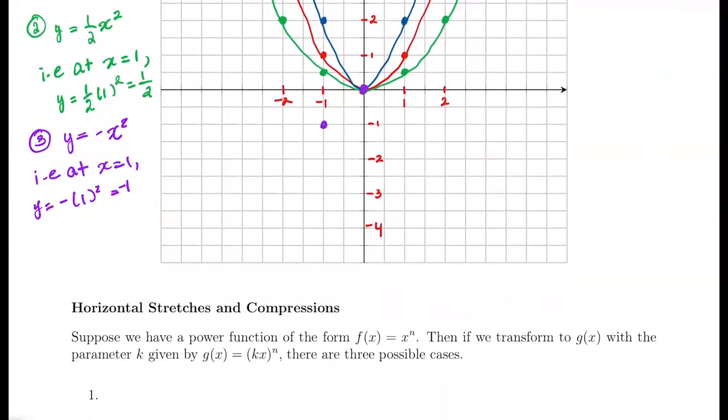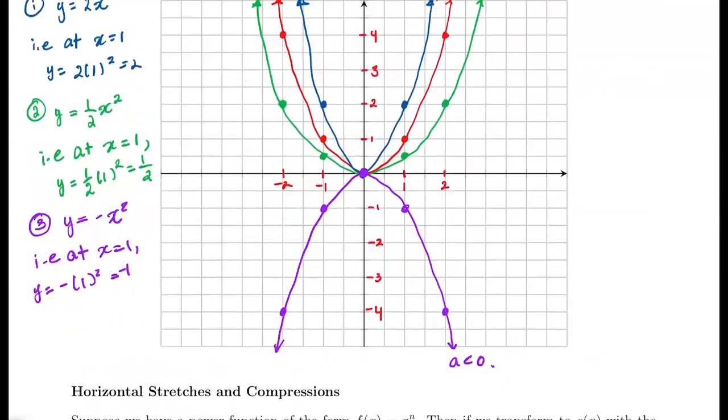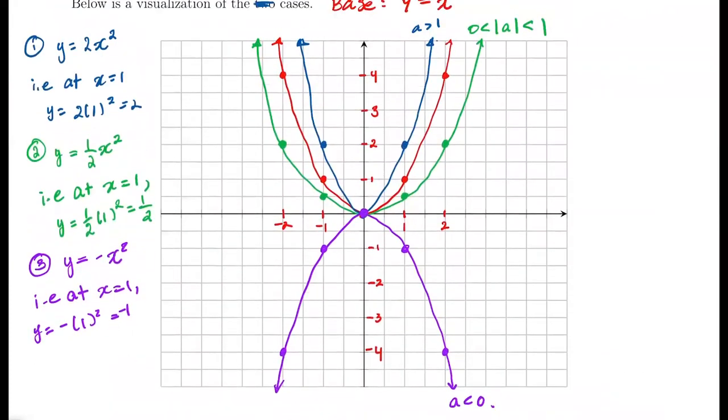So we have the points. Every point in the base function is going to be transformed so that it's reflected over the x-axis. So we would have this point and this point. So this is what the function would look like. There we go. So this is what happens when a is less than 0. Okay, so those are the 4 graphs that we have observed.